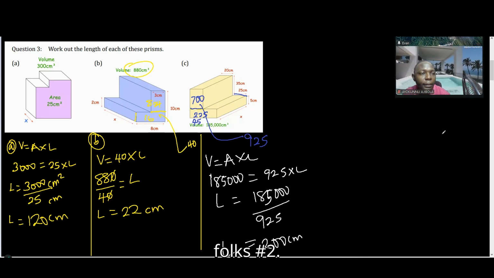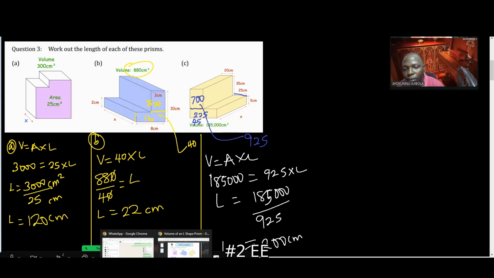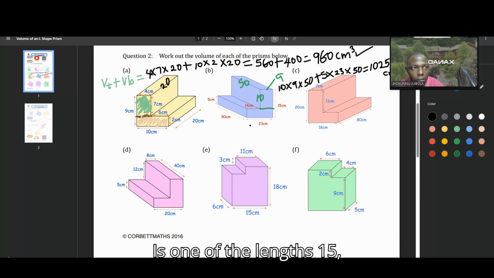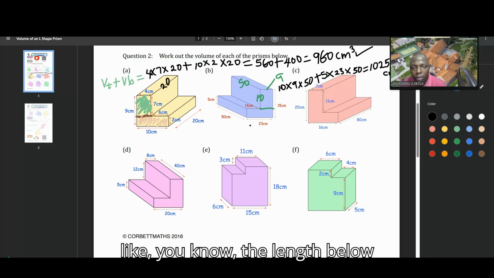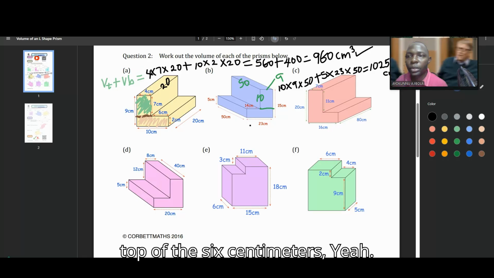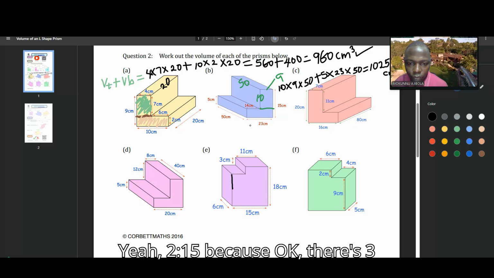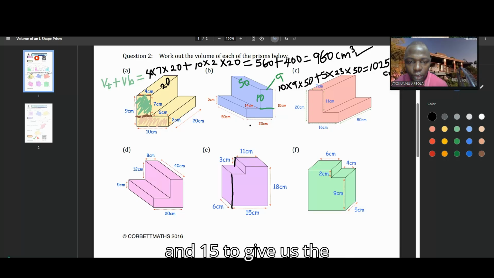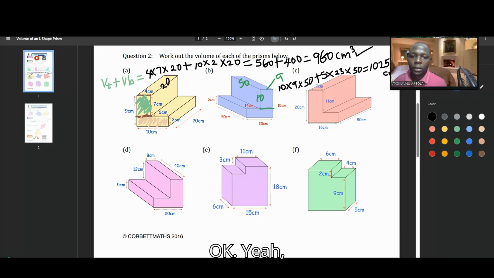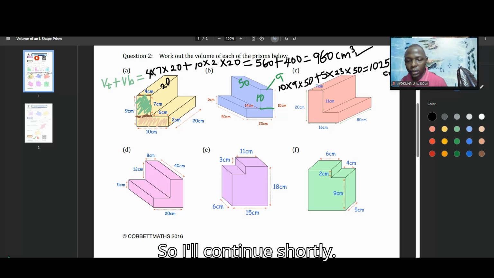Sorry, for number 2E. Number 2E. Yes. Okay. Is one of the lengths 15, like the length below the 3 centimeters but on top of the 6 centimeters? Would that be 15 centimeters? This one right here, it will be 15 because there's 3 and 15 to give us the 18. Okay. Yeah. All right. So I'll continue shortly.